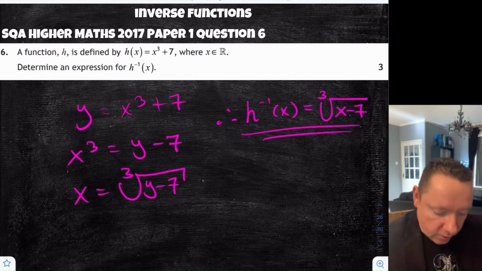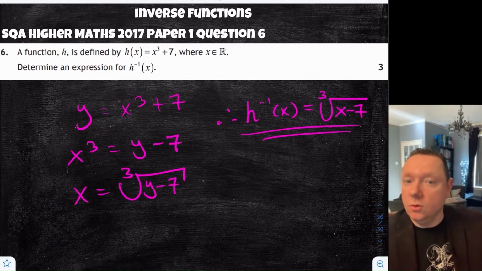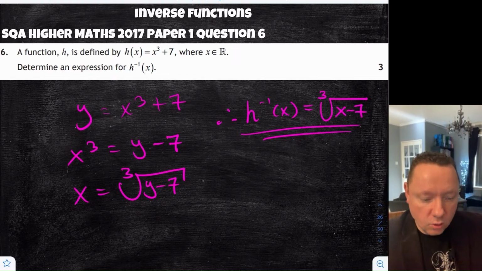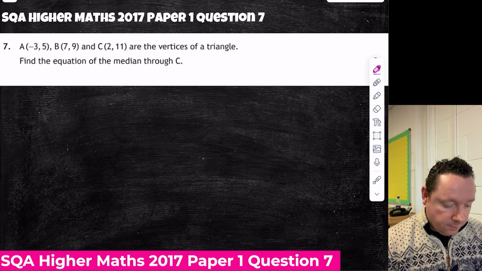Again, do not be tempted to write at this stage y equals the cube root of x minus 7, or you'll lose a mark, because y is this and not that. So just watch a little bit of notational thing there. SQA Higher Maths 2017, paper 1, question 7.